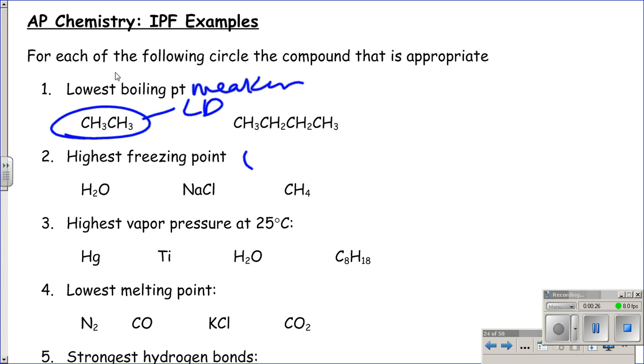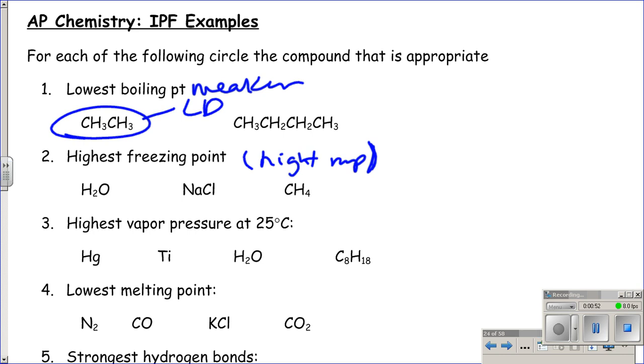Highest freezing point means highest... Freezing point is just the opposite of what? Melting point. Sorry, I think you said boiling point. Okay, so highest melting point, because it's just the opposite. We say freezing point a lot; it's just a condition that we talk about more. So highest melting point would be the one with the highest IMF.